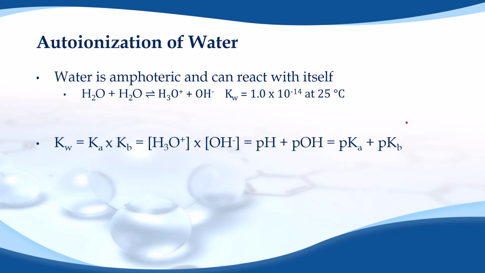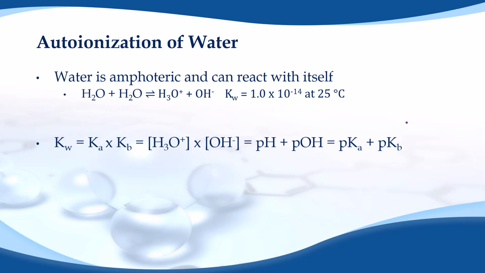When you get two water molecules together, about 1 in every 10 million or so will donate a proton to another water molecule, forming H3O plus and OH minus. We actually have an equilibrium constant for this reaction. It's called Kw, the equilibrium constant of water, I should say. And at 25 degrees, it's 1 times 10 to the minus 14. Now, the key thing about this autoionization reaction is it gives us a way to relate a lot of different things to each other, right?